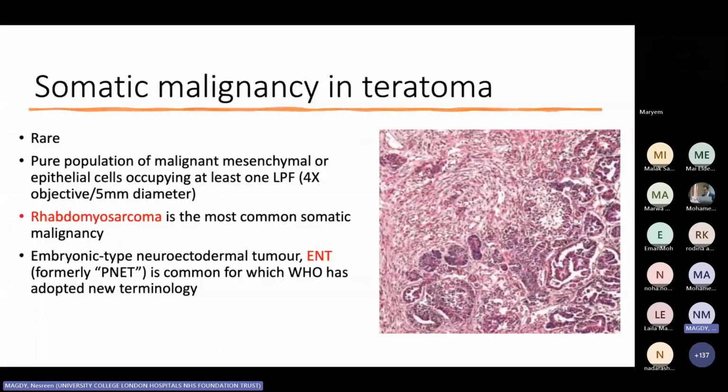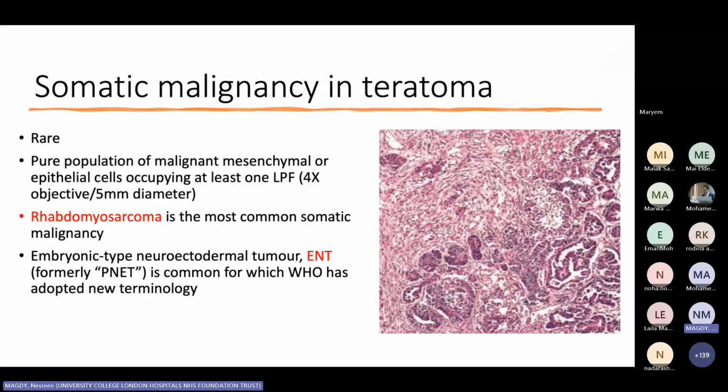In teratomas, there might be a somatic malignancy, which is a bit rare, but we see it. This is defined as the presence of a pure population of malignant mesenchymal or epithelial cells that occupies at least one low power field, which is equivalent to 5 millimeters in diameter by the 4x objective lens. Rhabdomyosarcoma is the most common type of somatic malignancy, followed by the embryonic type neuroectodermal tumor, which was formerly known as PNET.